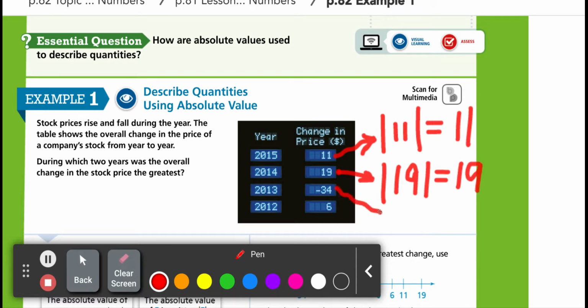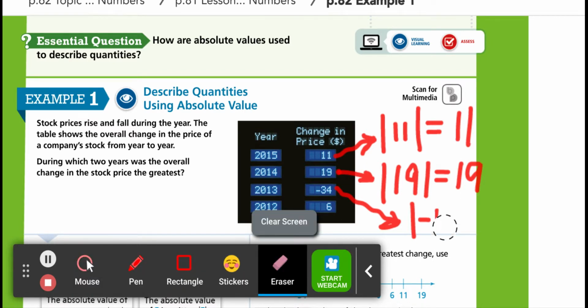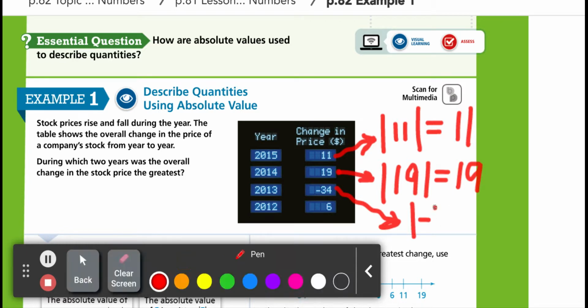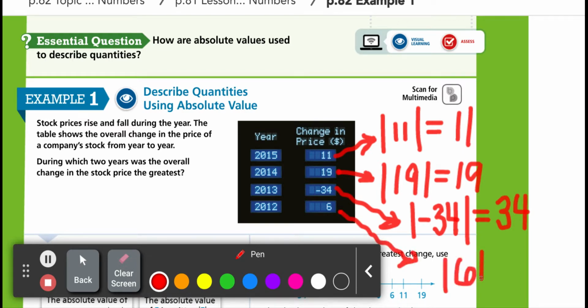Now let's look at 2013. 2013, we're going to find what was the absolute value of negative 34. What is the absolute value of negative 34? The absolute value of negative 34 is 34. And lastly, because remember, absolute value is always positive, what is the absolute value of 6? The absolute value of 6 would be positive 6.